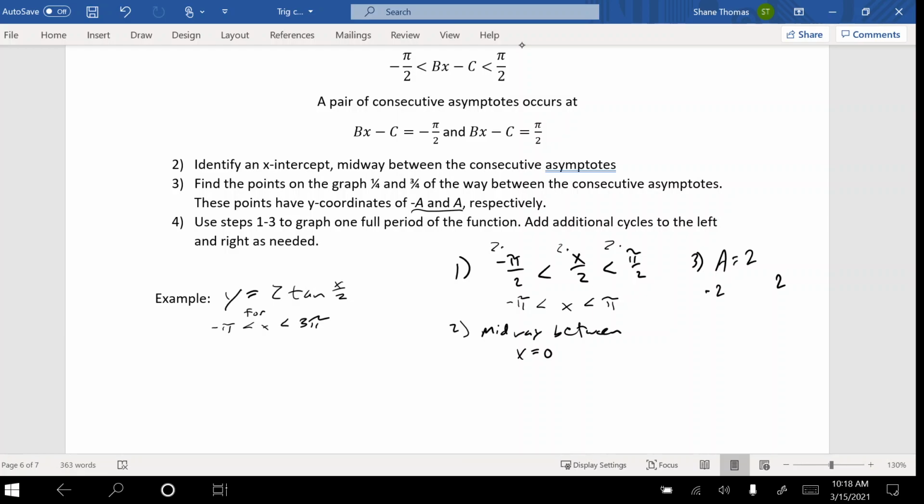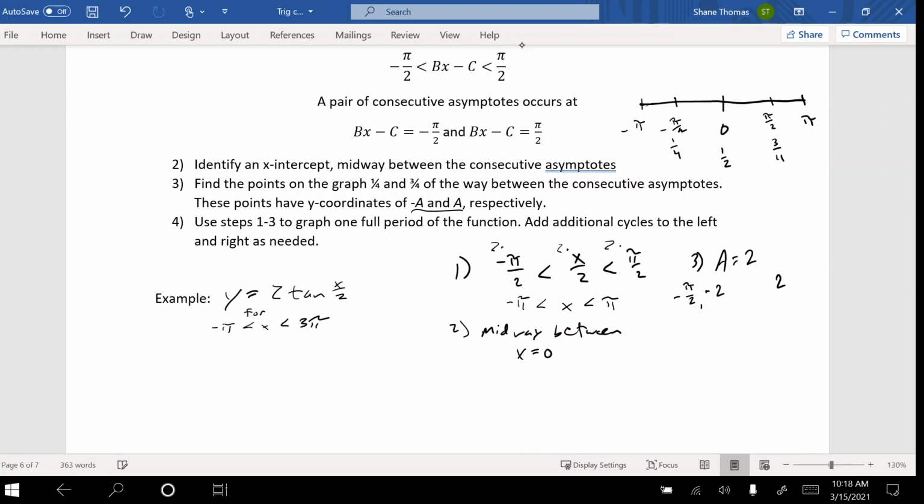And where would that occur? Halfway between negative pi and 0 is going to be what? Let's draw this up here. Someone just said it: negative pi over 2. Here's my positive pi, and essentially 0 is halfway between. So I need 1/4 of the way and 3/4 of the way. Half of pi is pi over 2, and same thing up here, pi over 2.